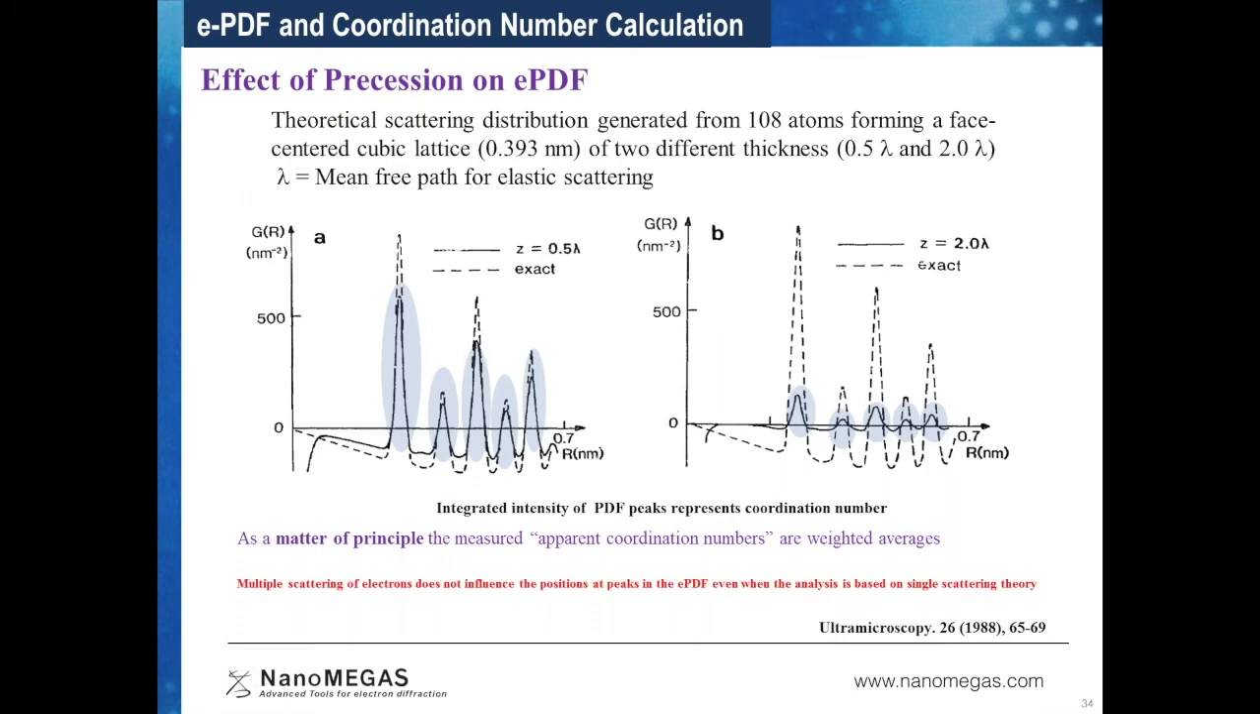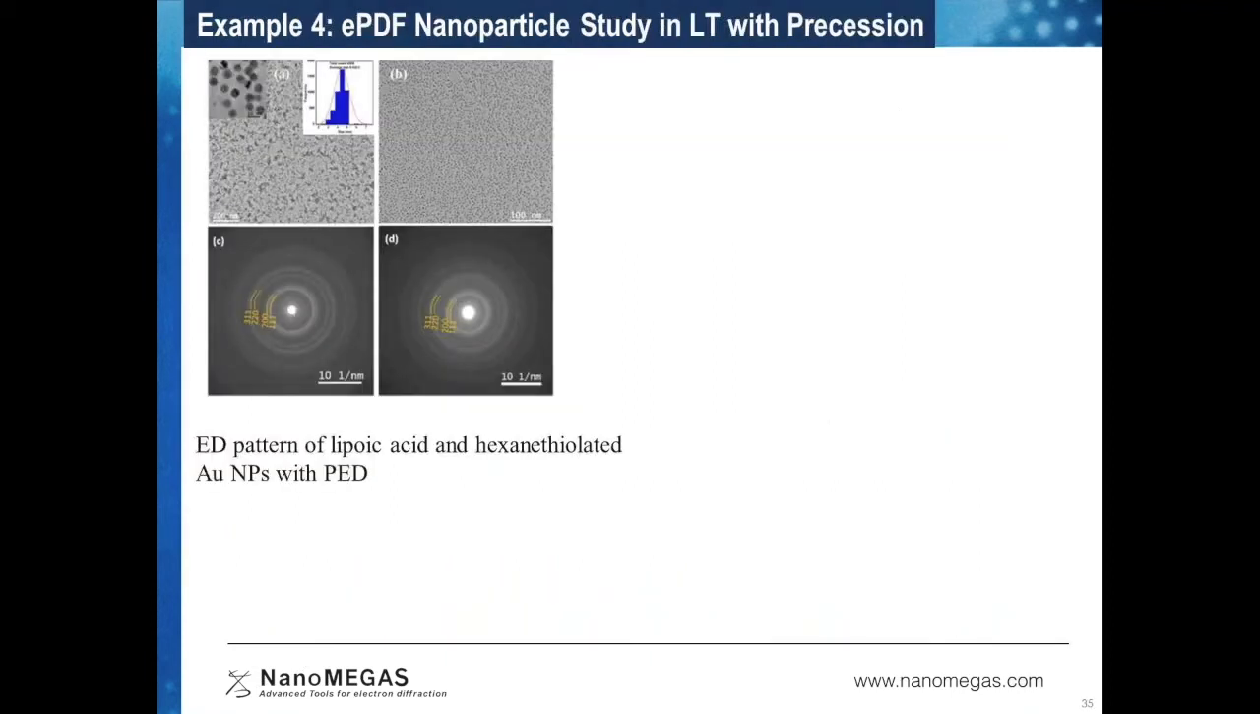I have already shown you that precession helps to reduce dynamical scattering. That means if we want to calculate coordination number or do any quantitative modeling, it is advisable to use beam precession. From our experiments in all these years, we have seen precession really helps to get better kinematical data from nanoparticles for ePDF calculations, which I will show in the next slides.